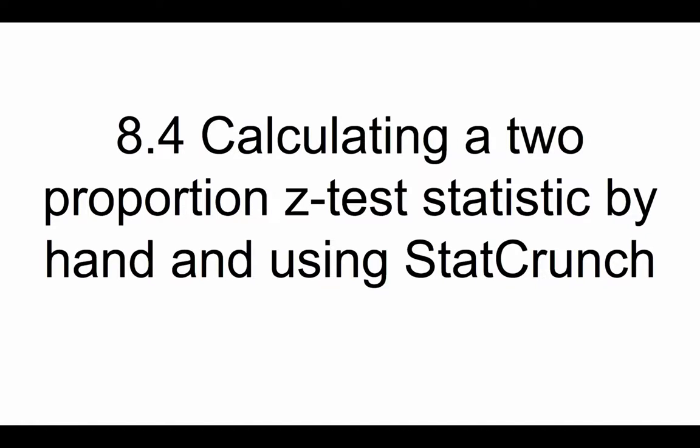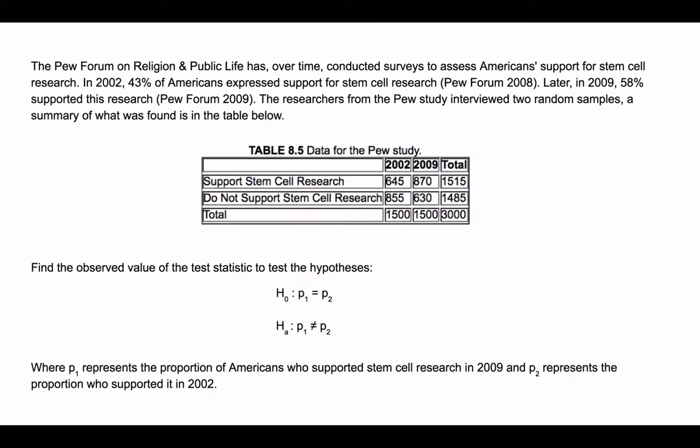Calculating a two-proportion z-test statistic by hand and using StatCrunch. So you might have looked at those formulas for the z-test statistic and thought they looked crazy and complicated. So this video is just about how you calculate it, both by hand and using StatCrunch. We'll look at an example that we saw in the previous video, and it is this.